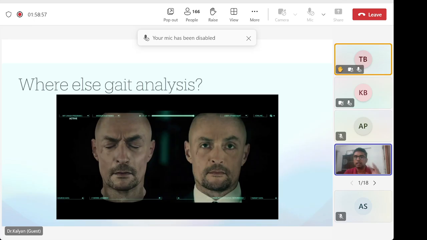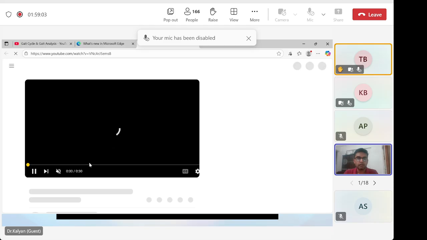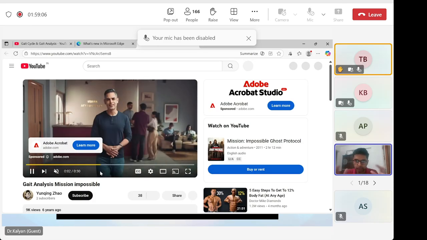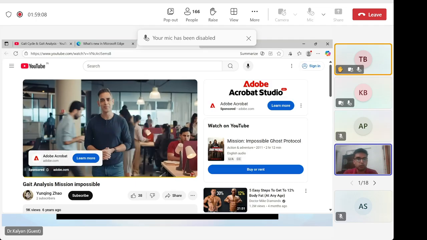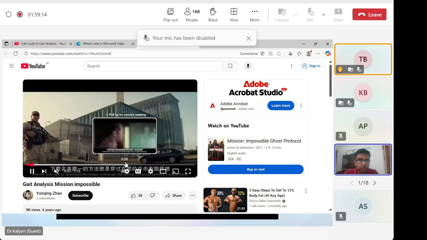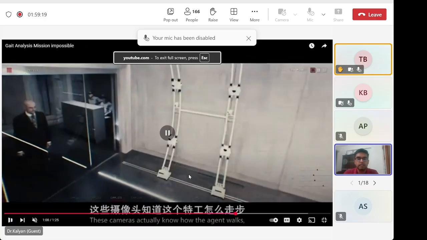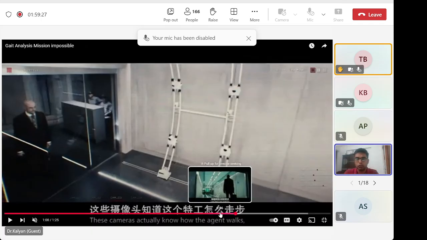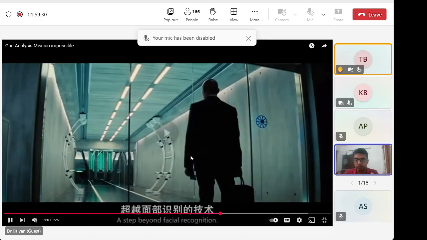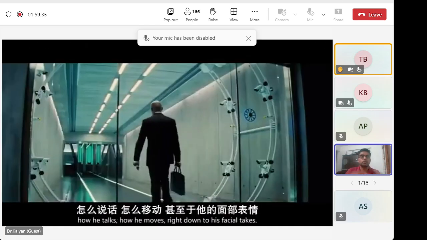So traditionally, and there's one more interesting example, I'll quickly forward this also. Many of you must have watched Mission Impossible movies, all the parts. I don't know which part this particular movie is from, but if you see this, basically this system here is a gait analysis system. It's completely made of cameras. A person walks, and these cameras are programmed to identify the person based on his walking pattern.